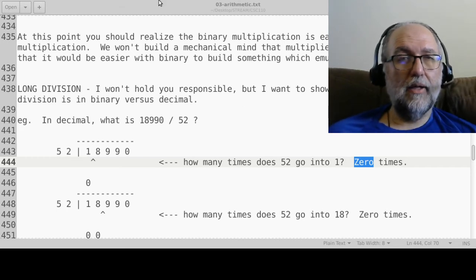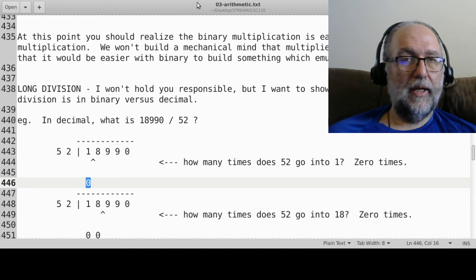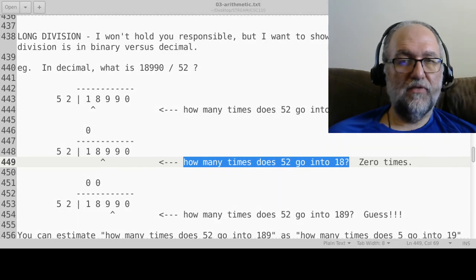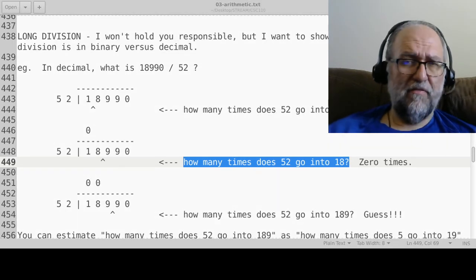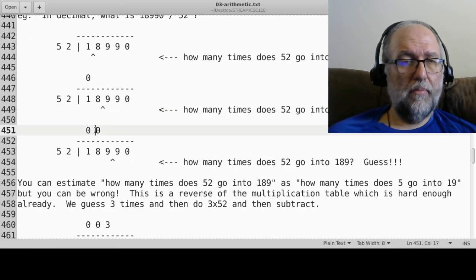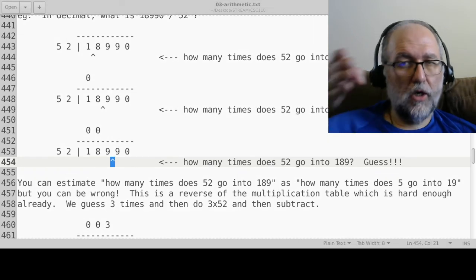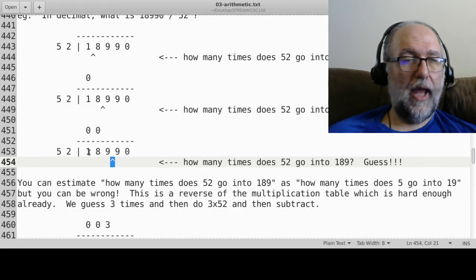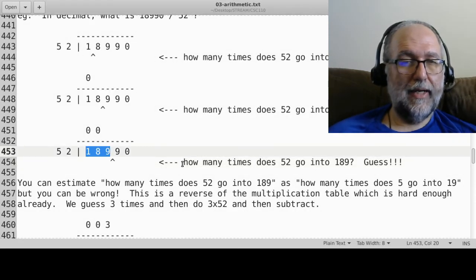That 0, you usually don't write it in, but I'm going to write it in. It's a placeholder up there. It basically says 52 divides into 1 0 times. Then I move my little placeholder over another one, and now I ask: how many times does 52 divide into 18? Once again, 18 is smaller than 52, so it goes in 0 times. So you put a 0 up here and move your little mental marker over one more digit to the right. Now you ask, how many times does 52 go into 198?